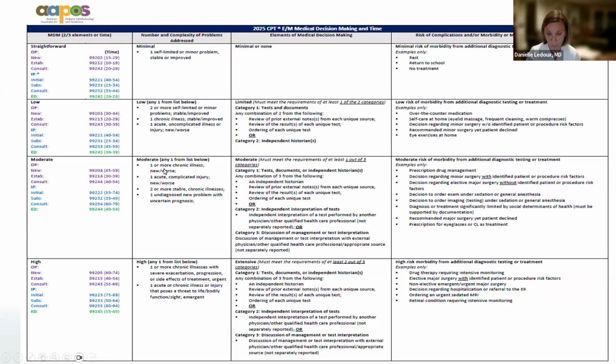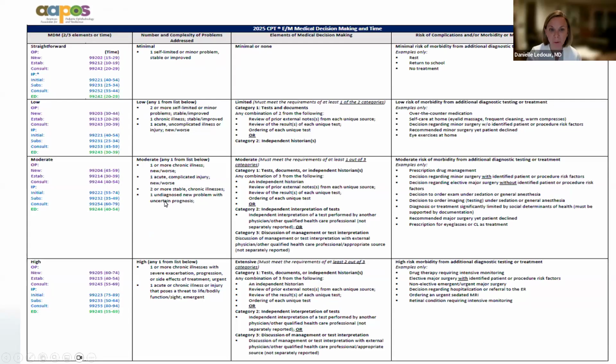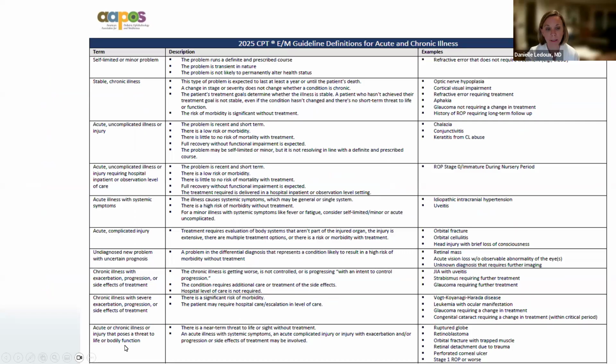Some things aren't word for word recognized in these columns. So for instance, here we have a chronic illness with exacerbation, progression, or side effects of treatment. In essence, this would fall into something more along the lines of a chronic illness that is new or worse, as opposed to a chronic illness with severe exacerbation, which is again represented on page 2, a little farther down. We provided examples within each one of these that may fit, and of course it's not exhaustive, but we wanted an idea of where different types of diagnoses or situations might fit.